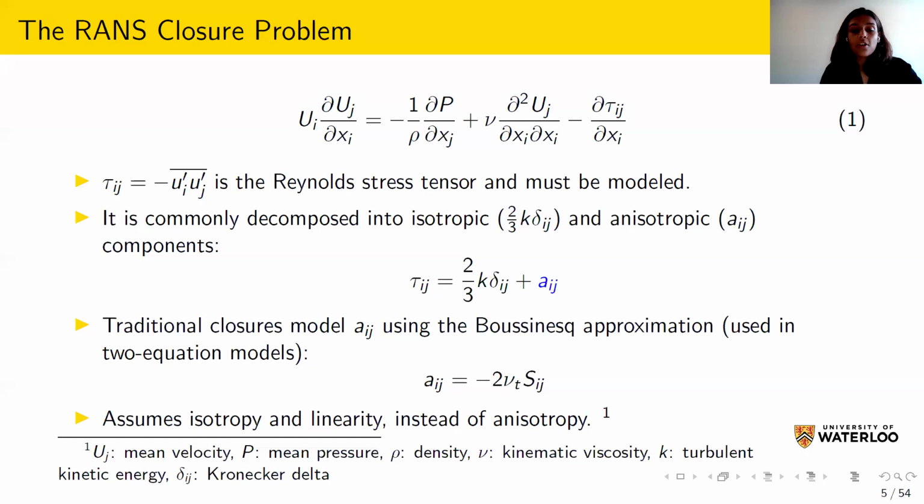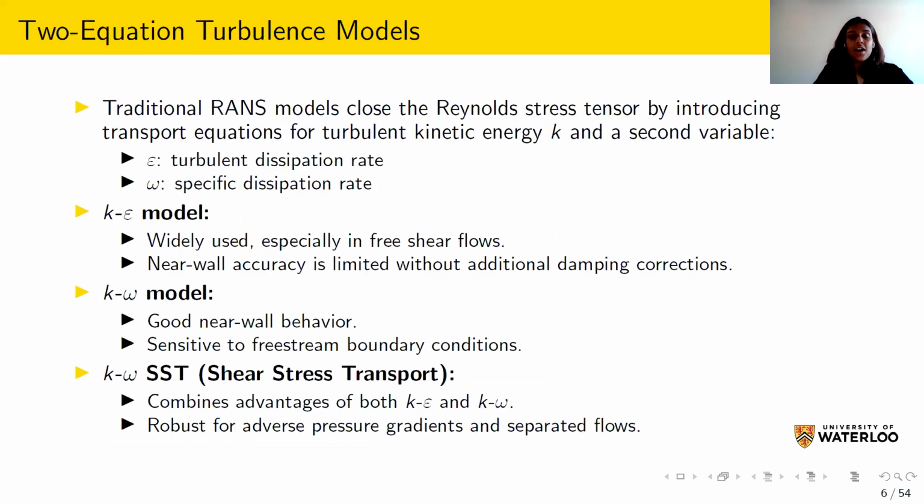So traditional closure models, especially the two-equation models in RANS, use the Boussinesq approximation to close this term. This assumes isotropy and linearity. So it's not an accurate assumption.